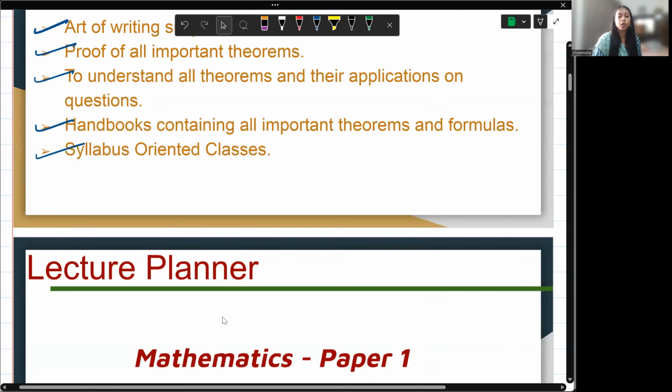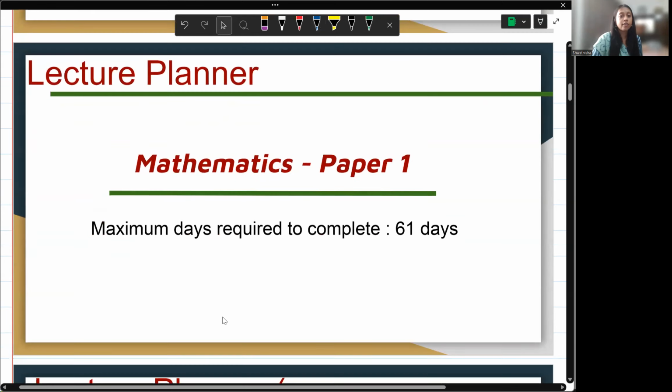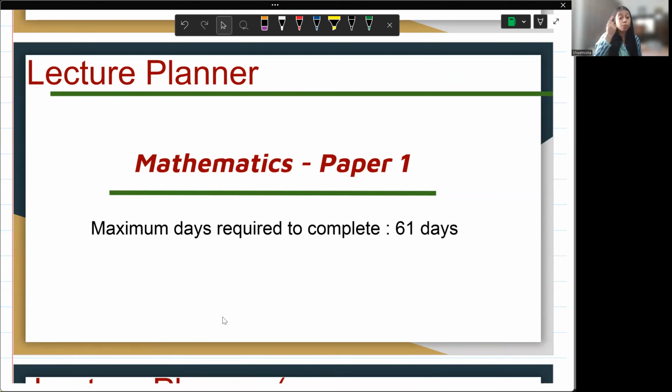Let's start. So paper one, I have roughly divided into 61 days. So roughly in 60 days, paper one should not take more than 61 days. See, you can take the margin of a few weeks here.